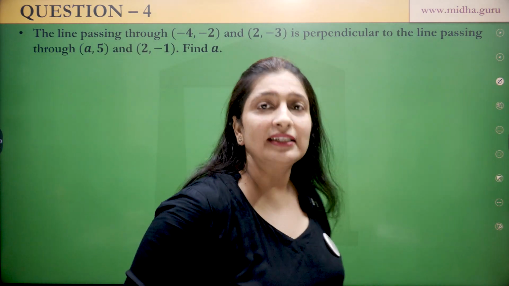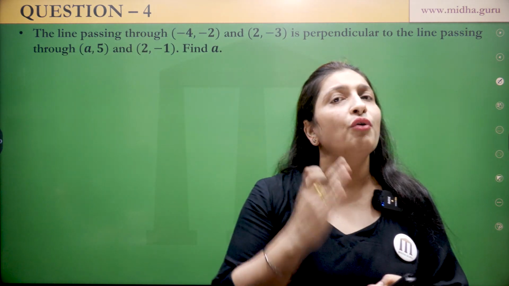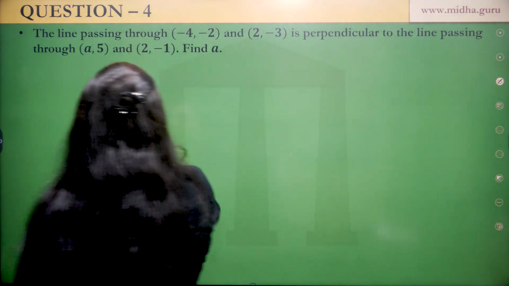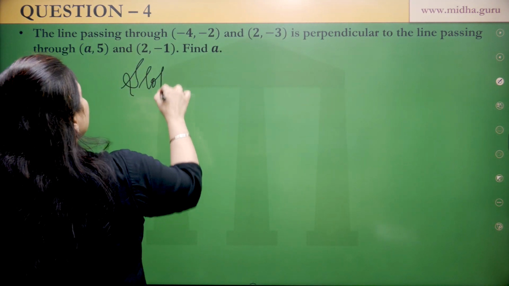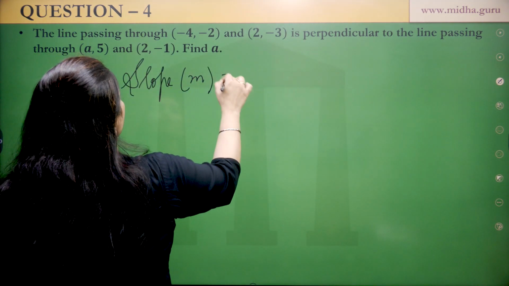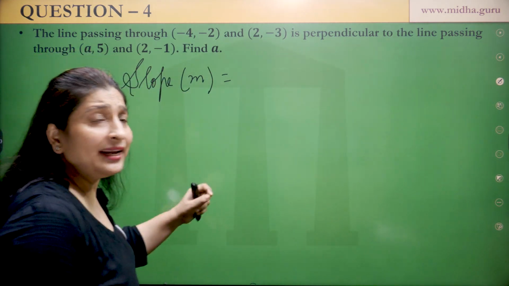Again, there are 2 lines. This time they are perpendicular to each other. The 2 coordinates are given for each line, so we'll find out the slope. And we know the relationship between 2 perpendicular lines. From that, using the relationship, we'll find out the value of a.